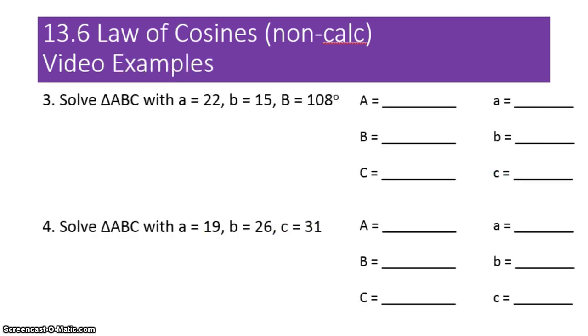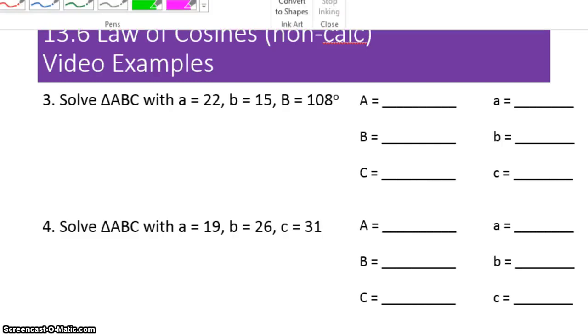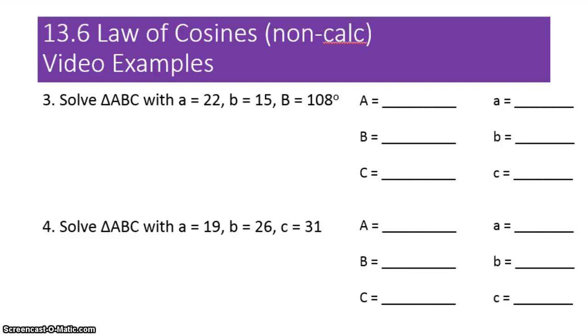So 2 examples here. If you can go ahead and work these out. Notice this one you have the angle, and then the 4th one you don't. So number 3 matches what we just did with number 1, and number 4 matches just what we did with number 2. So use those examples to help you through it.